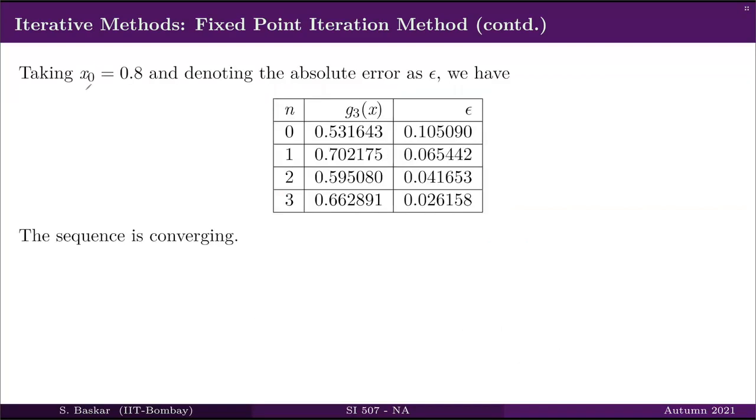Let us go ahead with the fixed point iteration with G3 as the iteration function. Let us start our initial guess with x0 equal to 0.8. You can see that the error in the sequence is gradually decreasing, and that gives us a feeling that the sequence is converging. In fact, we can say that the sequence is converging because we already know from the theorem that this sequence should converge because it satisfied all the hypotheses of the theorem.